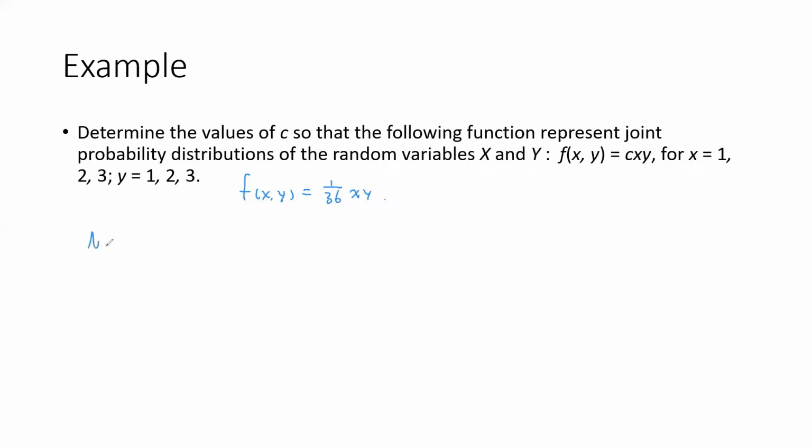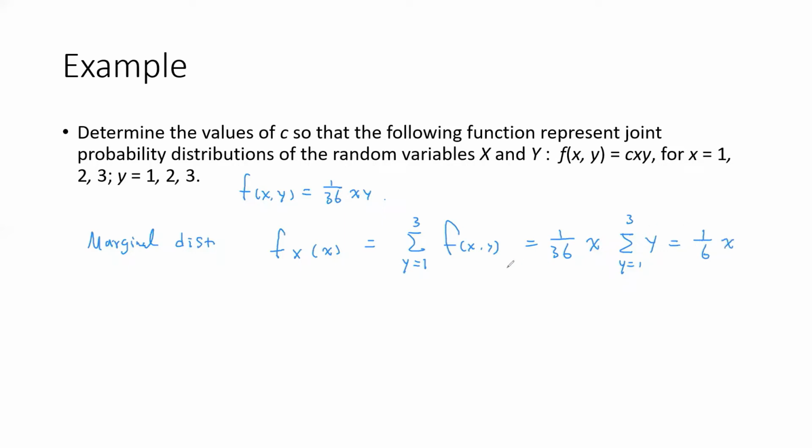Now let's work with the marginal distribution. There are two marginal distributions, right? Let's do x, and that is the sum of the joint PMF over all y's, y from 1 to 3. So you get 1 over 36. x is a constant with respect to y, so move it out, and you get 1 out of 6 times x. This is 6 divided by 36.